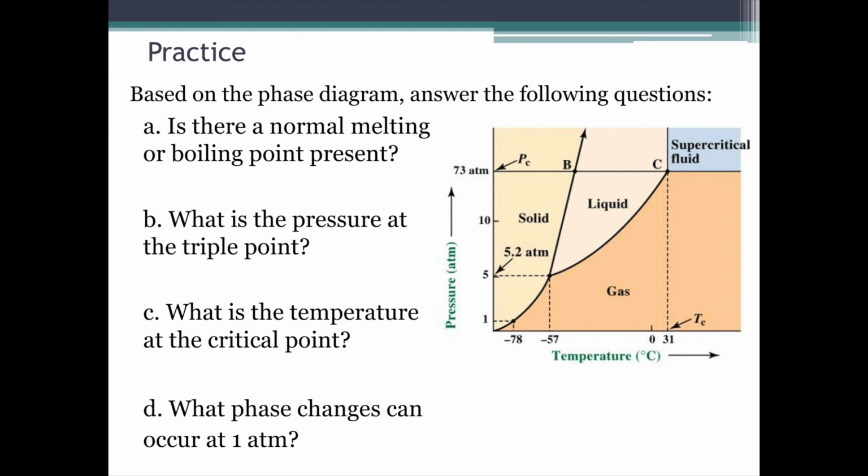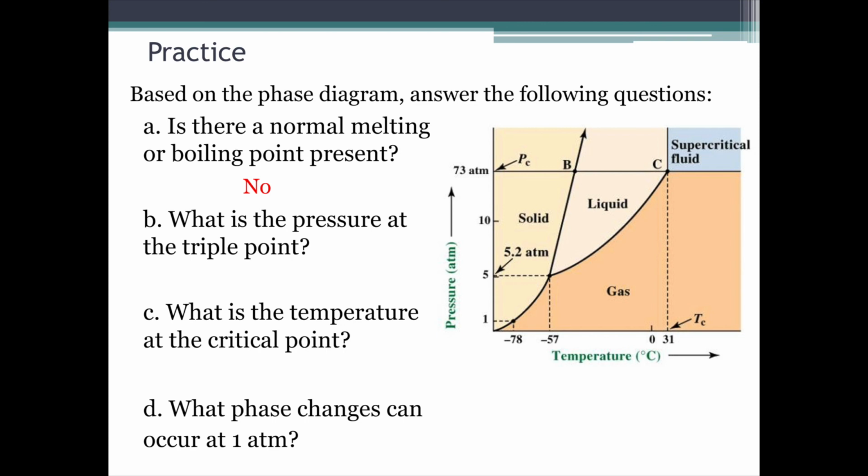So, based on the phase diagram, answer the following questions. Go ahead and pause the video, see if you can answer it. All right, looking at A, is there a normal melting or boiling point present? Well, this is in atmospheres. So down at 1 atmosphere, which is standard pressure, right, it only crosses the solid gas line. So no, we do not have a normal melting or boiling point.